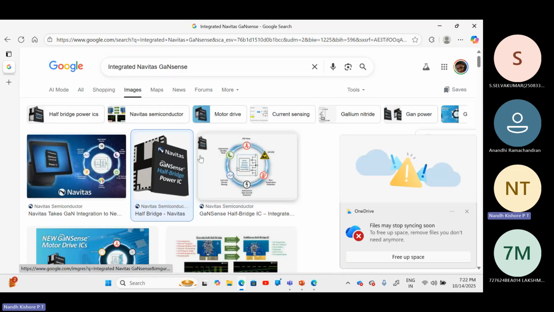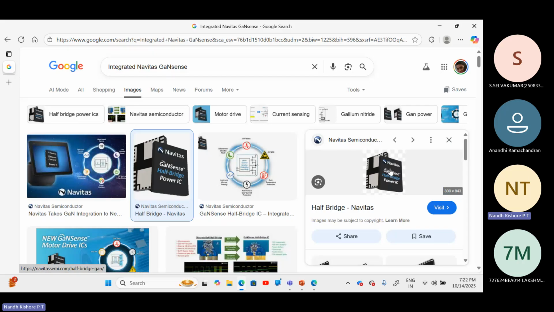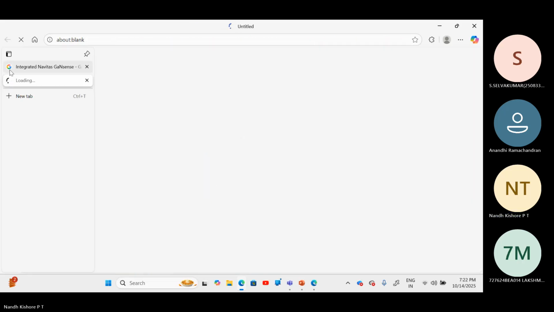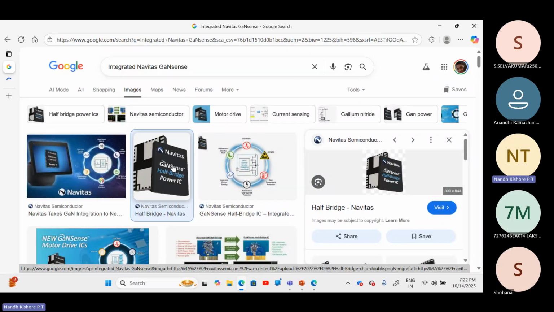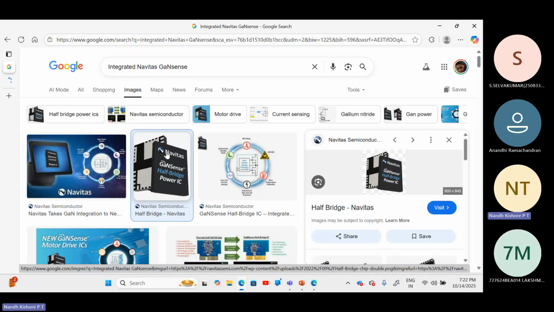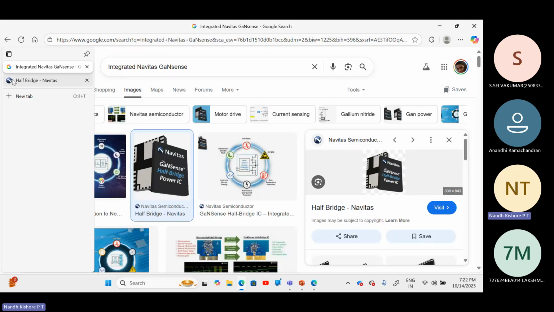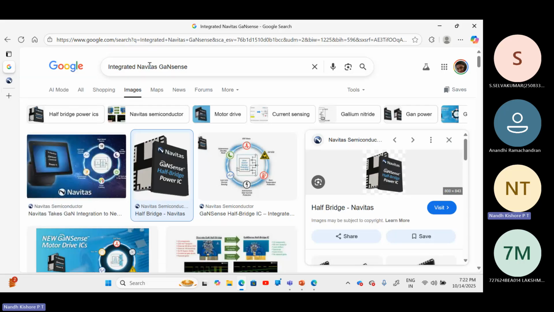You see over here, is this image visible? It says GaNSense half-bridge power IC. So it is a half-bridge circuit which has been realized inside, that is, there are two devices inside already. You just need to connect the DC power supply. The gate driver is also inside. You just need to give the pulses from the microcontroller. The gate driver will convert the microcontroller pulses into -5 to +15 V, whatever is required.